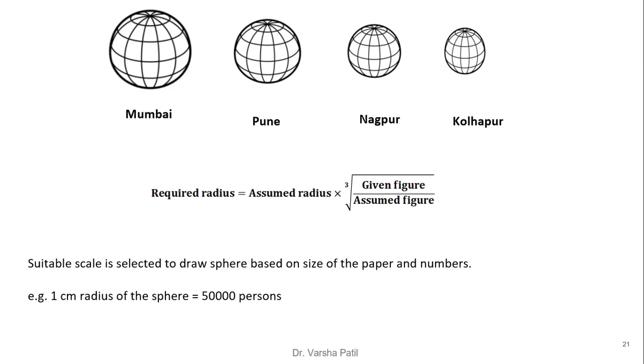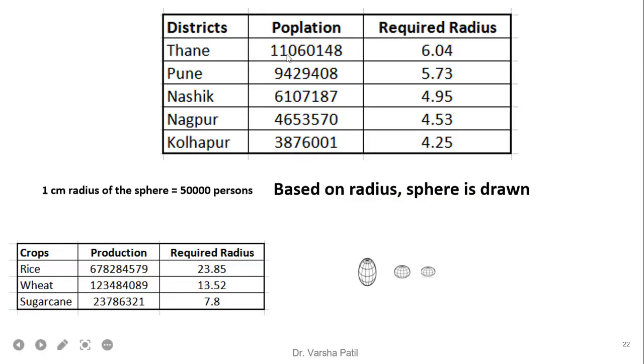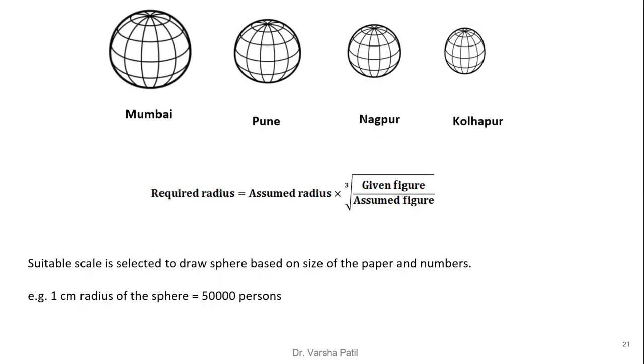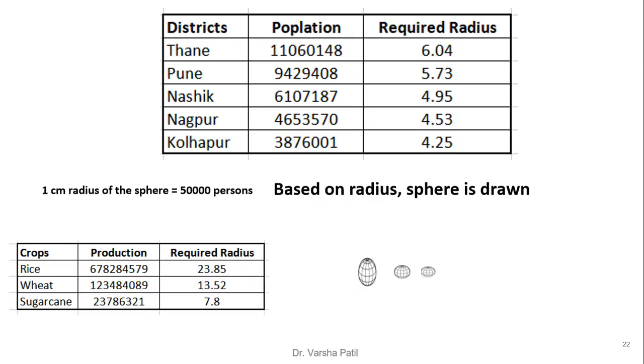The given figure is, for example, 11060148, and it is divided by 50,000, and after that we take the cube root and multiply by the proper scale. Here the scale is taken as 1 and we get the answer 6.04. Based on that we can draw the various spheres. For simplicity I am taking values whose range is not drastic, but when the range of values is very drastic in nature, we can easily find the difference.